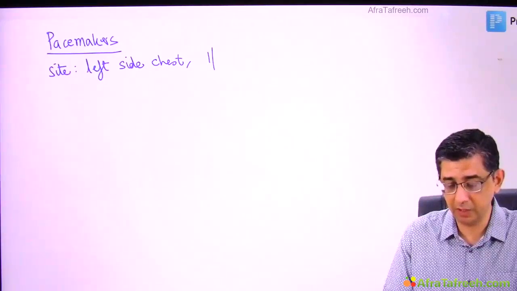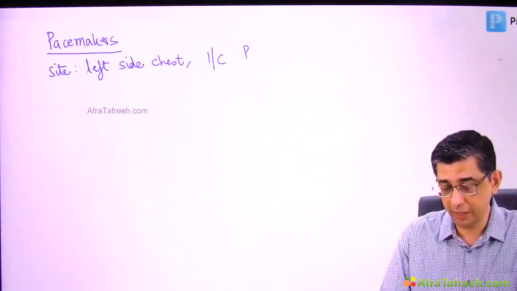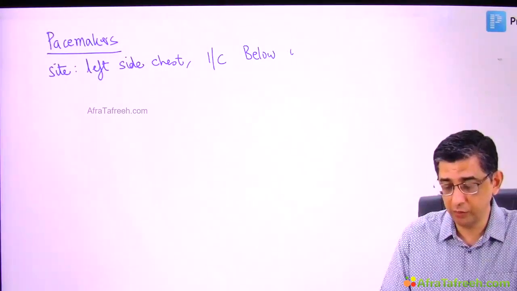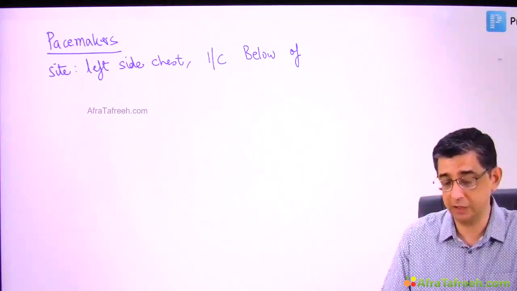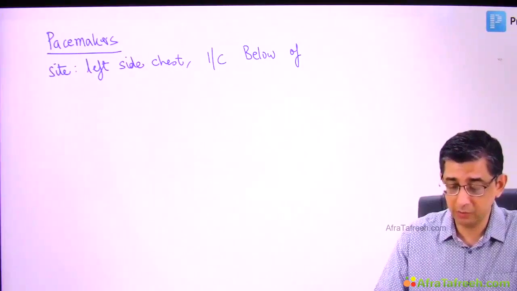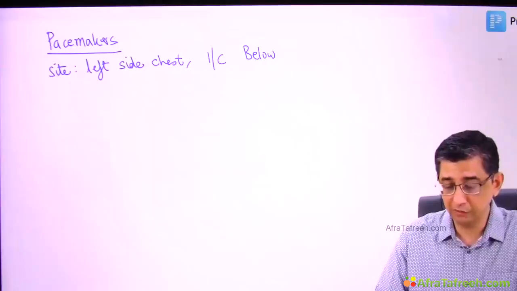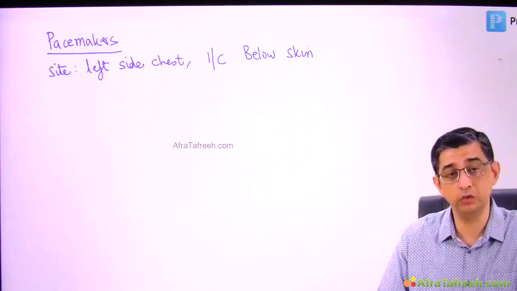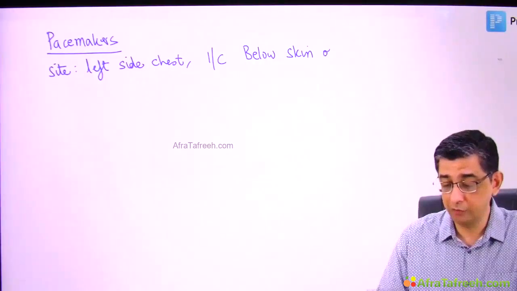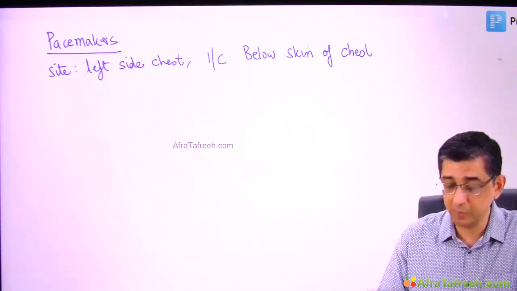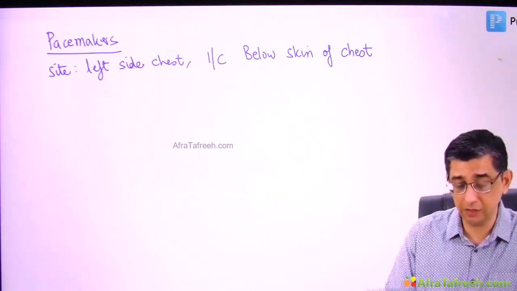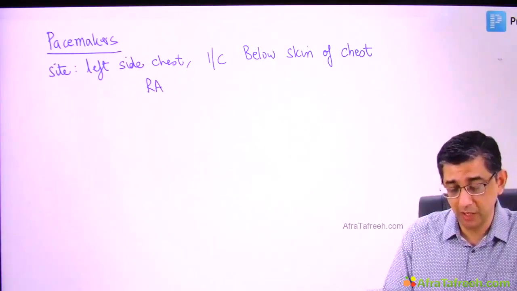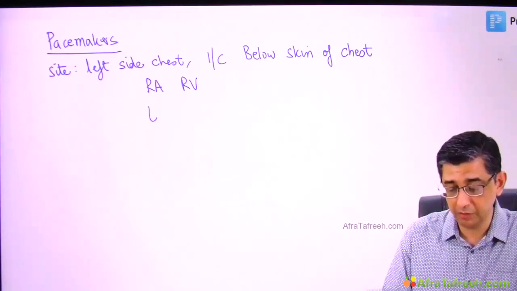IC here means infraclavicularly, and the batteries and the hardware both will be deployed. The batteries and hardware are just below the skin of the chest, but when it comes to the wires or the leads per se, the leads are going to go through the soft tissues and touch the heart. Now we are going to study which surface of the heart these pacemaker leads are going to touch, because there are four chambers: right atria, right ventricle, left atria, left ventricle.